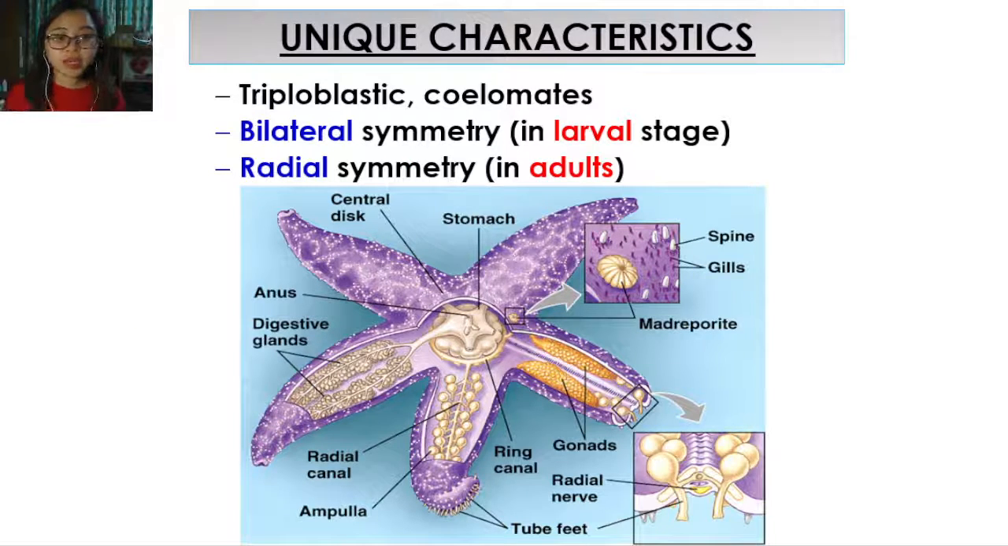As I've mentioned before, echinoderms are triploblastic coelomate, and as you can see in this diagram, they can have bilateral symmetry in their larval stage but have radial symmetry in their adult stage.